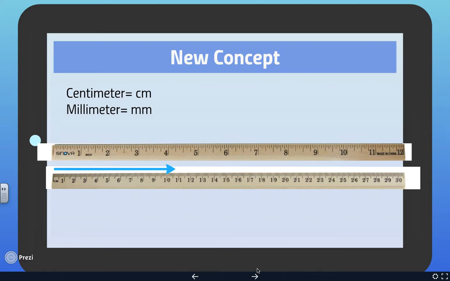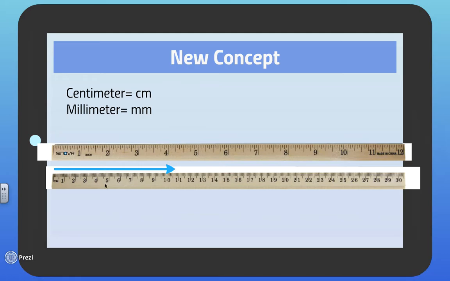On this page, right here, we have the inch ruler, and on this side we have a centimeter ruler. The centimeter scale is divided into segments 1 centimeter long, as you can see. They're divided by 1 centimeters.